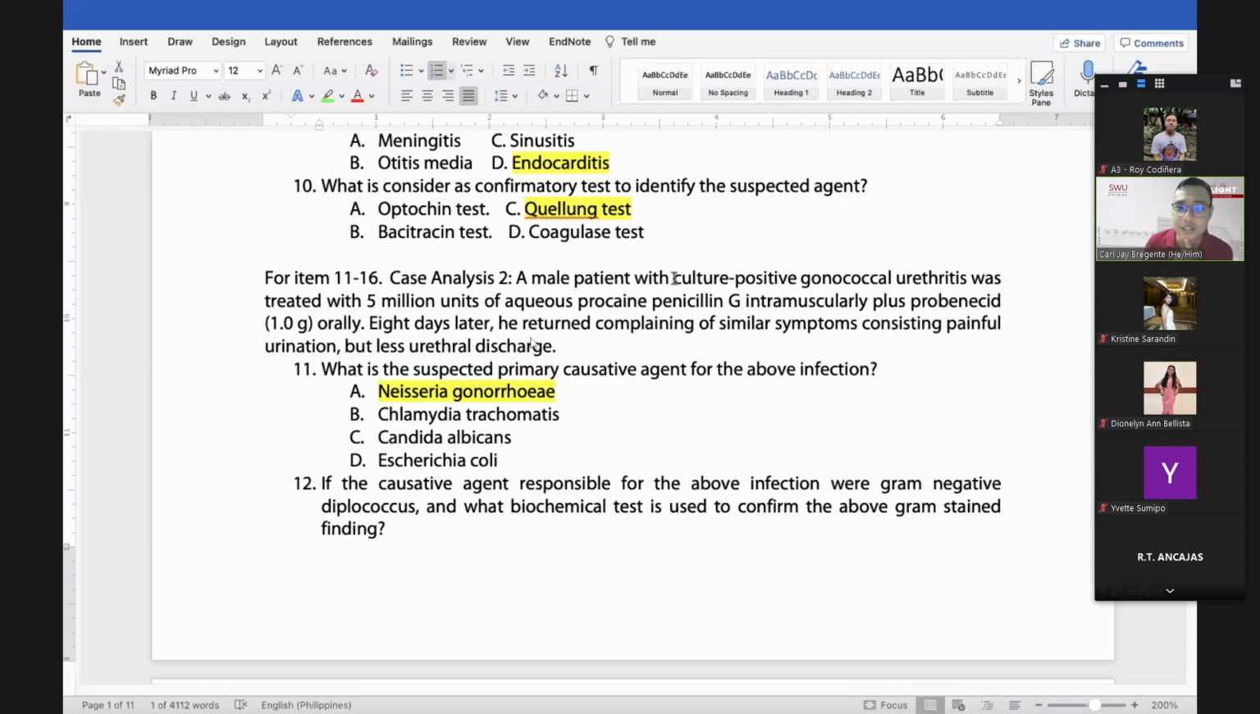So on the infection, you have culture-positive gonococcal urethritis. That's the clue already. Among these 4 choices, only Neisseria gonorrhoeae can cause gonococcal urethritis. Chlamydia trachomatis can cause non-gonococcal urethritis, as well as Candida albicans, but E. coli will not cause any non-gonococcal urethritis. So, Neisseria gonorrhoeae gyud is the only best answer for this.